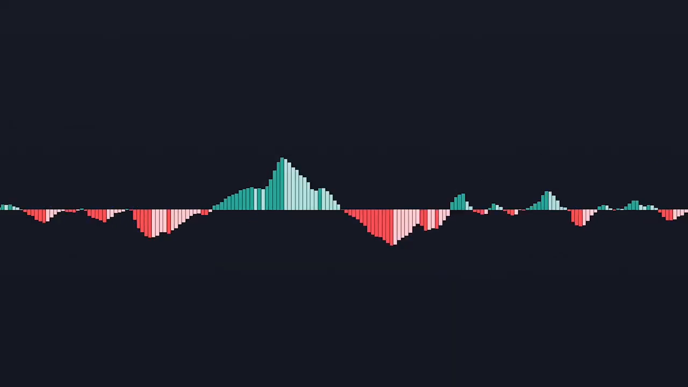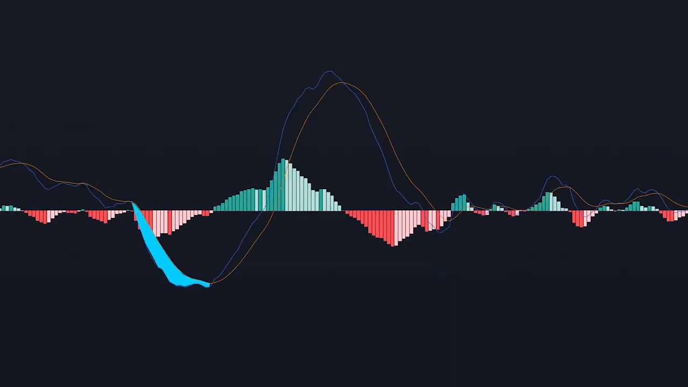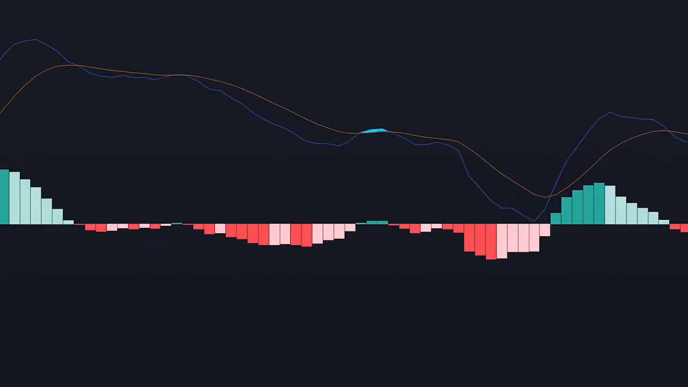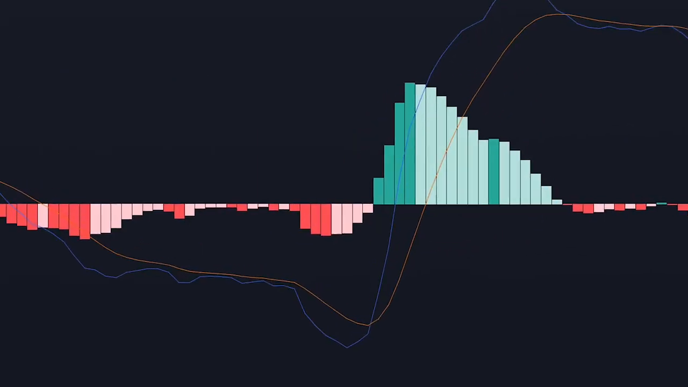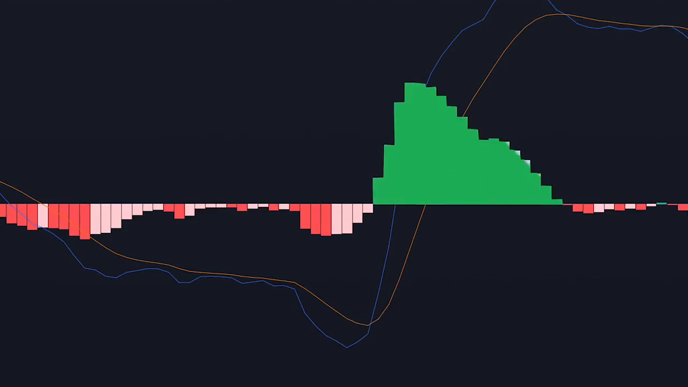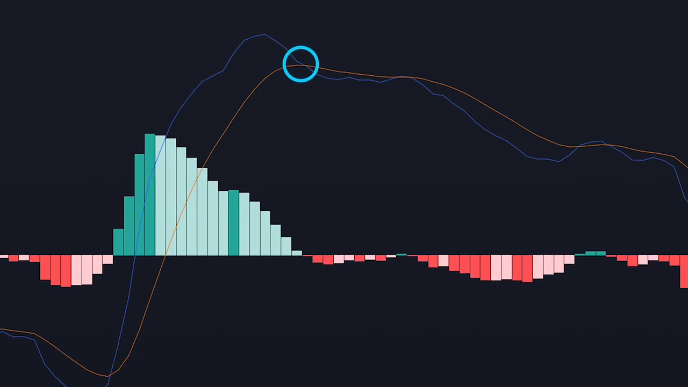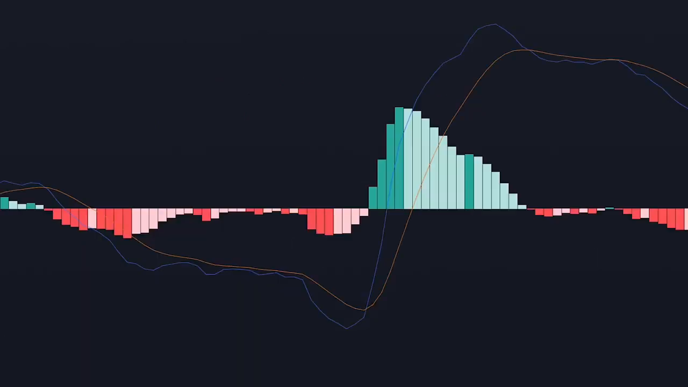Next, we have the histogram, which represents the difference between the MACD line and the signal line. So, for example, the smaller the space between the 2 lines, the smaller the histogram gets. The bigger the space, the bigger it gets. You can also see once the MACD line crosses above the signal line, the histogram turns green, and if the MACD line crosses below the signal line, it turns red. And finally, we have the zero line, which basically represents the center of the MACD indicator.